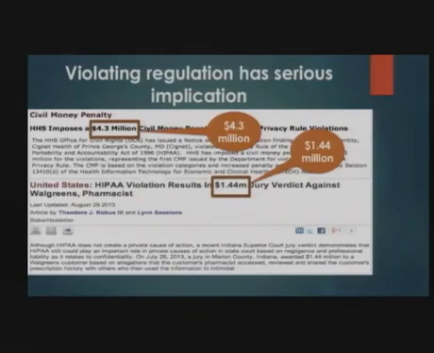Actually, on the HHS website, they have a wall of shame. It basically captures all the violating organizations where they violated a HIPAA regulation more than 500 times. So it's bad for your reputation too.